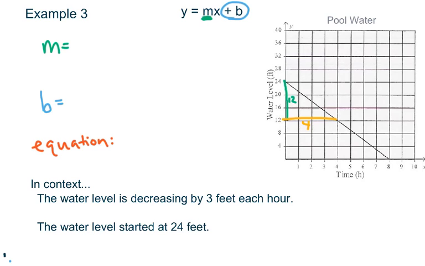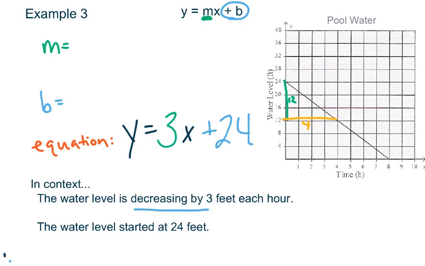I had written it already, so here it is at the bottom. So in context, remember this was our equation. Let me write it again really fast. Okay. It means that the water is... Oh, this is what I forgot. Wow. This is why we always check our work. So right here it says the water is decreasing by 3 feet an hour.